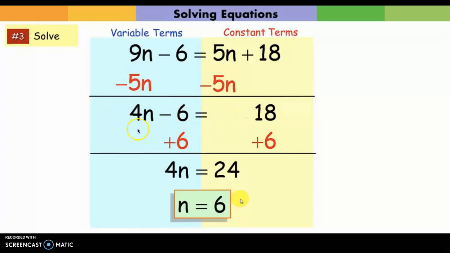You just want to isolate the variable again. You add constants. You get 4n is equal to 24, divided by 4, n is equal to 6.